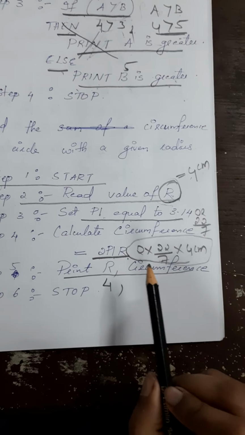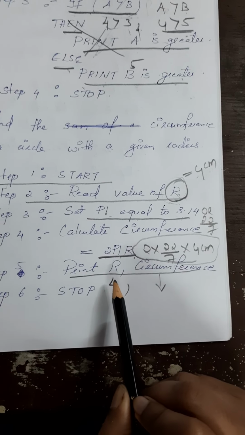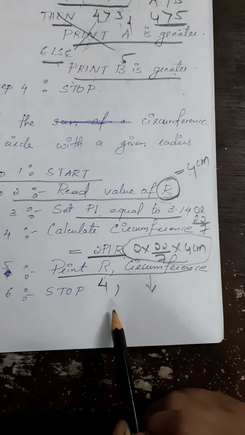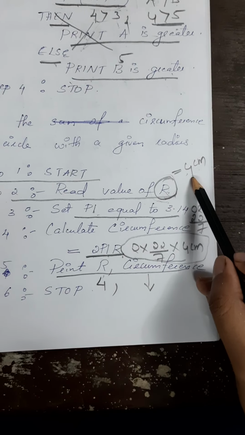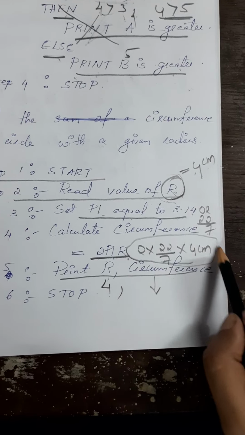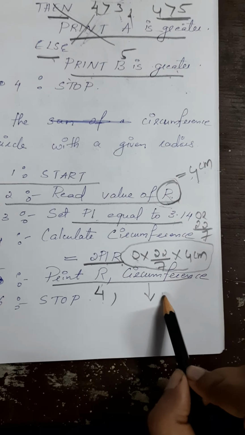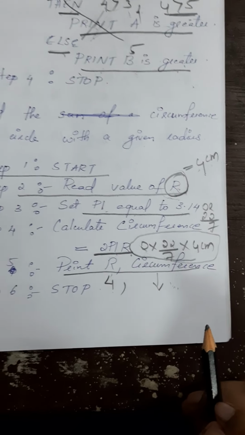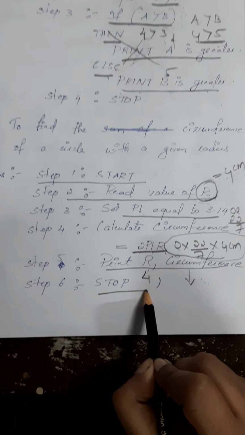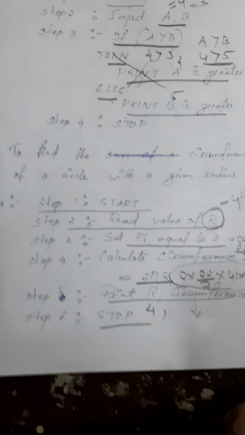So here two values will be outputted. That is, first we'll provide the value of radius. We'll print the value of radius. We know the value of radius is 4 centimeter. And then whatever value we get from this equation will be printed over here. Okay, and then your algorithm should end with a statement or a word known as stop. Okay, students, so this is the algorithm for finding the circumference of a circle.